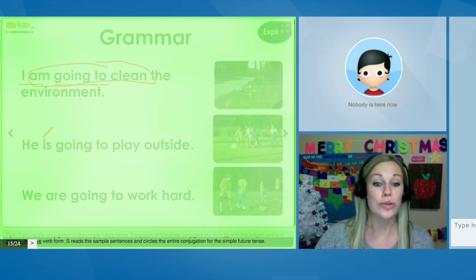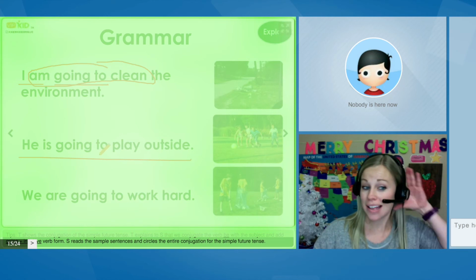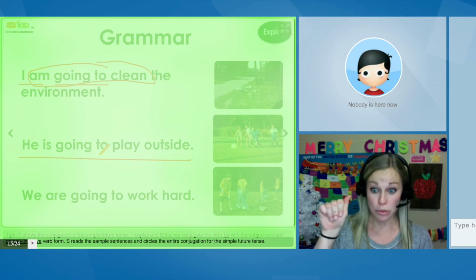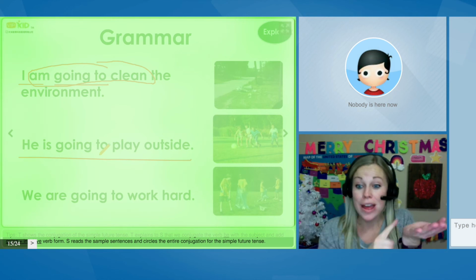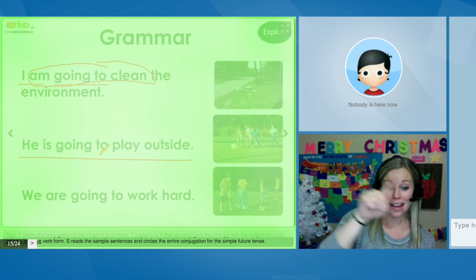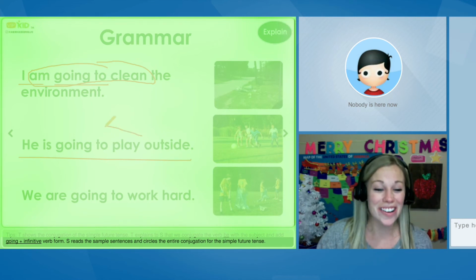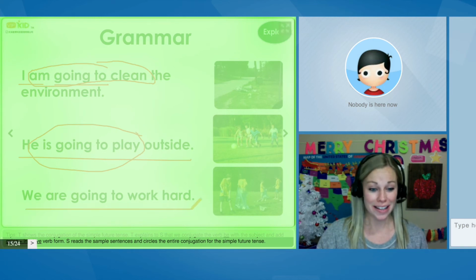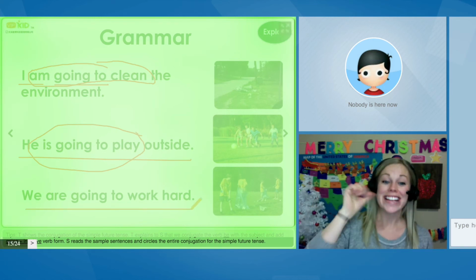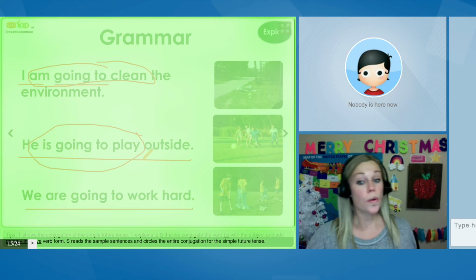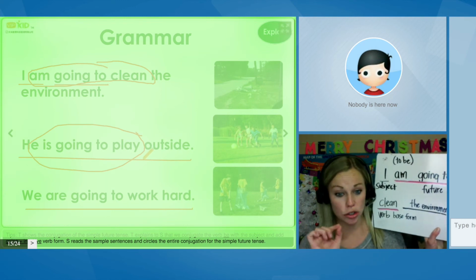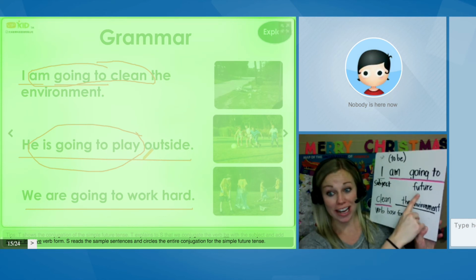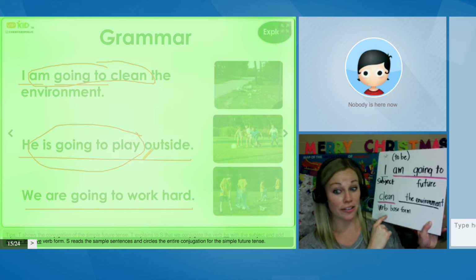Let's have you do one. Can you read this? Good. Can you circle to be, going to, base verb? Yes, is going to play. Read this. Circle. Yes. Now, this was very detailed because the teacher directions say to explain subject, to be conjugated, going to, future, and then your infinitive.